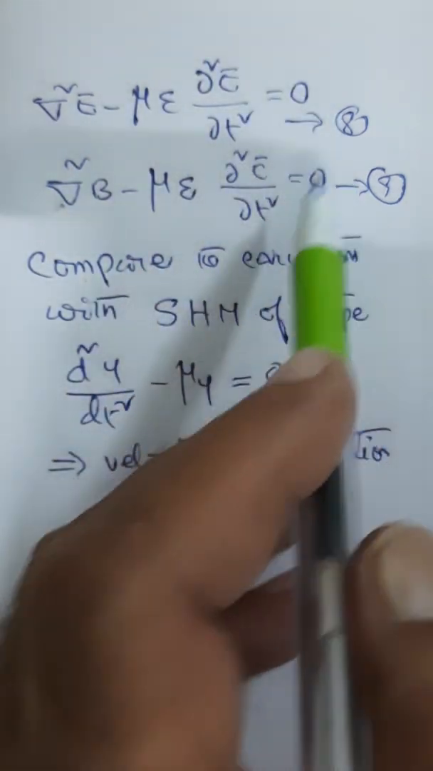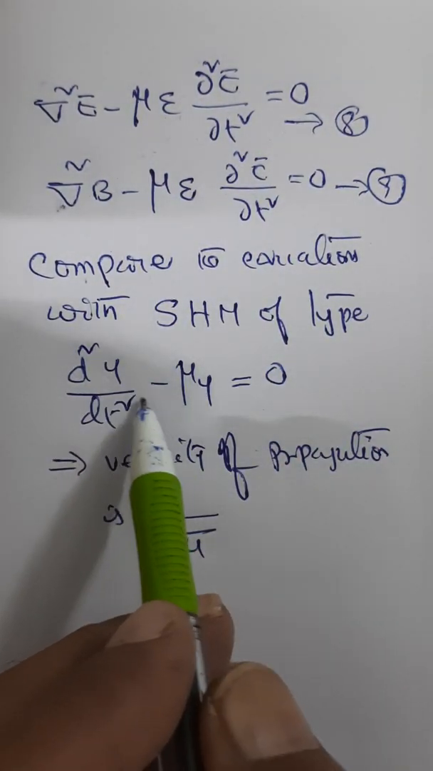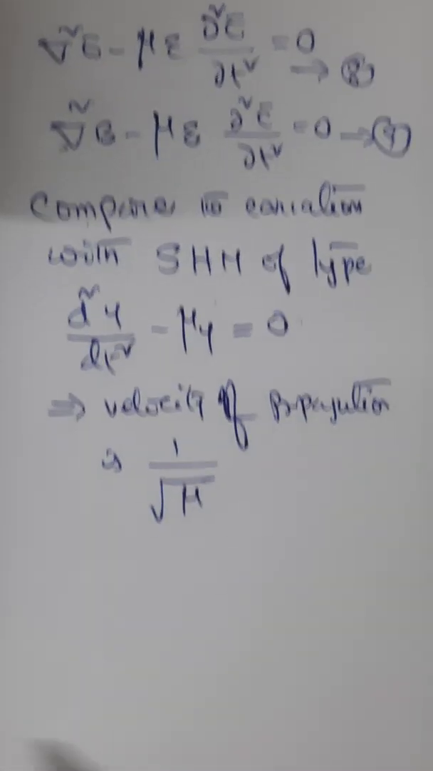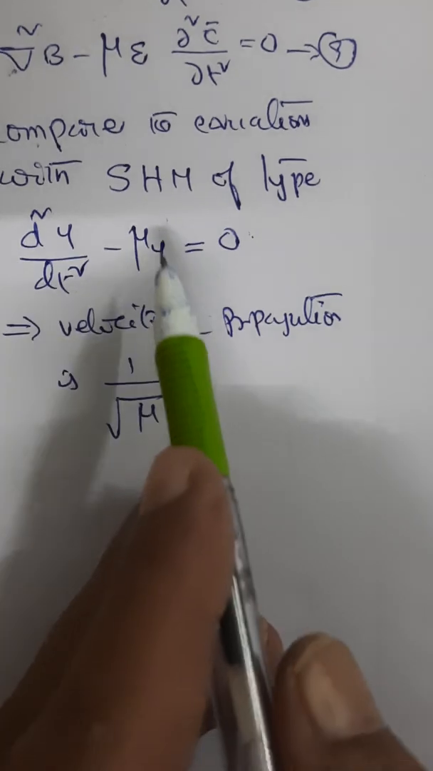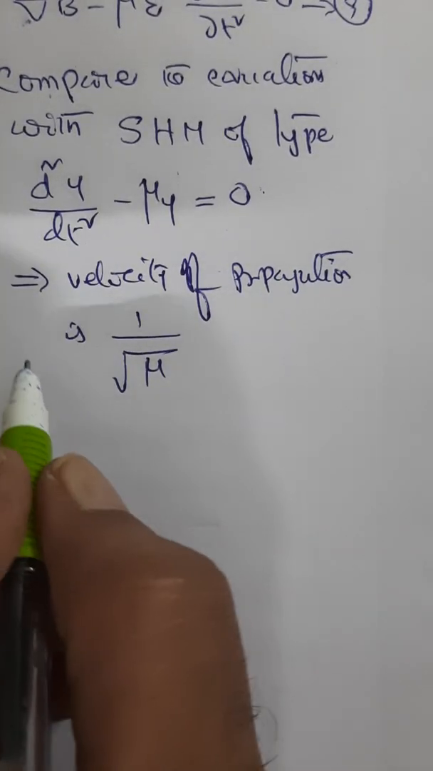Now, take these two equations, what we named as 8 and 9, and compare these equations with the simple harmonic motion of the type. This is the wave equation: d square y by dt square minus mu y, the standard equation of a simple harmonic motion wave. Then you will have velocity of propagation coming here as 1 by square root of mu.